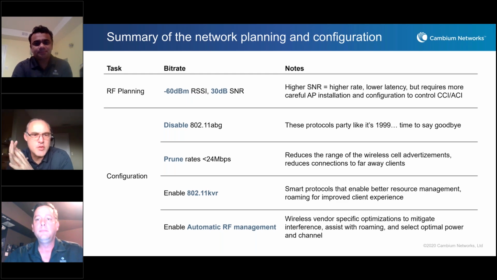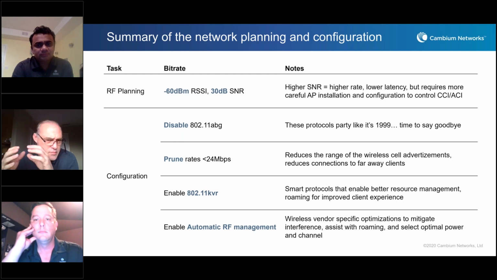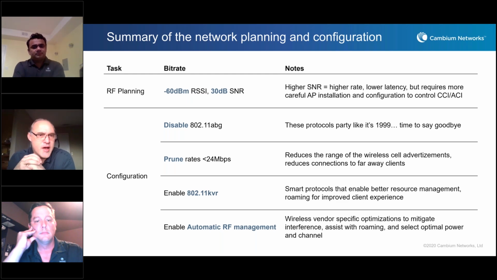So kind of two basic categories: some RF planning, some configurations. Of course, we talked at the very beginning about the applications. Then we talked about some of the RF planning things. I like to survey to negative 60 dBm. My objective is to get 30 dB SNR within that wireless cell. And that's asking for a lot. But quite frankly, we need that.